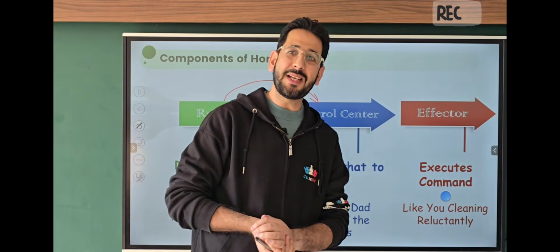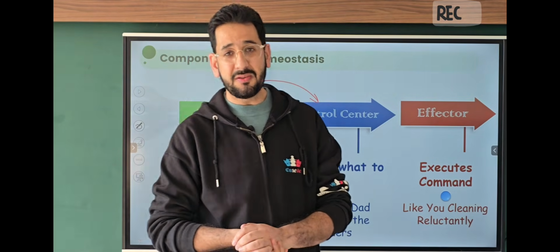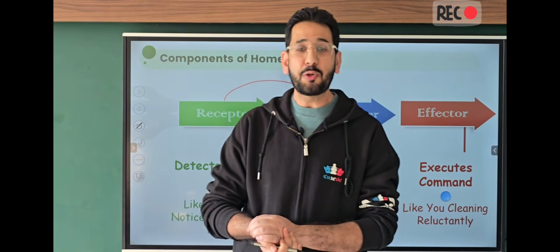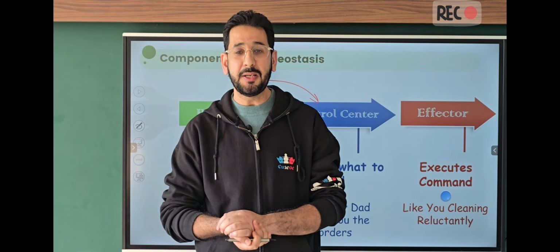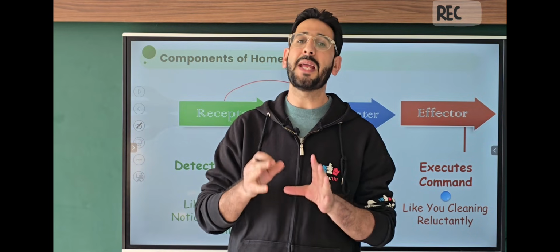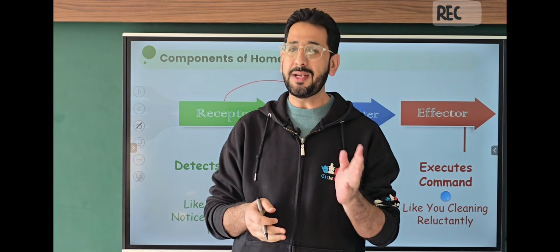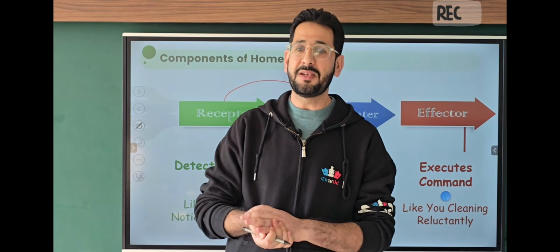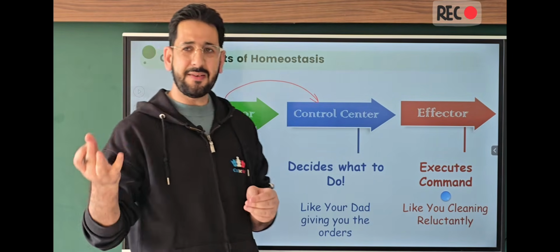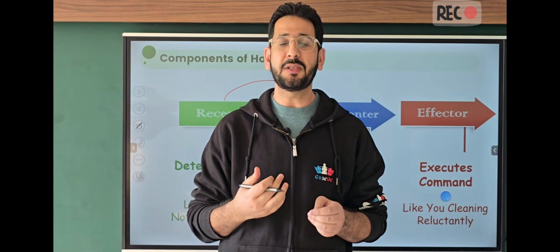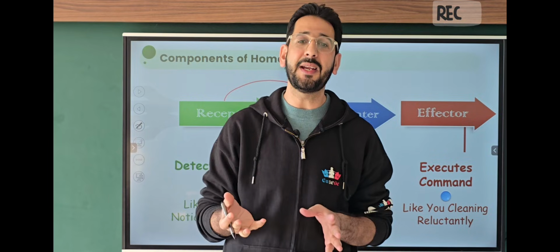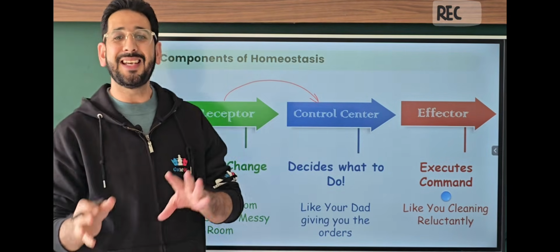Now, control center can be our central nervous system or the endocrine glands, because you all know that we have two major control systems in our body. One is the nervous system, second is the endocrine system. So the control center can be any endocrine gland, or it can be the brain or the central nervous system. Now, after receiving this information about the change from the receptor, your control center will make a decision. Your control center will decide what has to be done against this change.